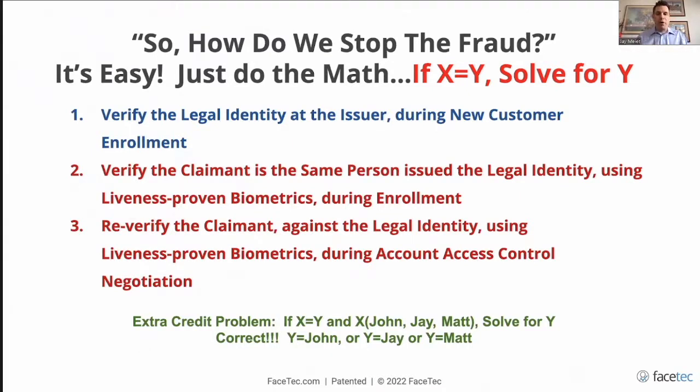So, a little joke, extra credit problem. If X equals Y and X equals John J. or Matt, what is Y? It's John J. or Matt, right? So, if you don't know for sure, if you're using a probabilistic calculation, and it's a very loose verification system, if it's a junky verification system, it could be J, John, or Matt. It could be Kathy, Janie, or Annie. It could be anybody. And so you may be authenticating a fraud every single day.